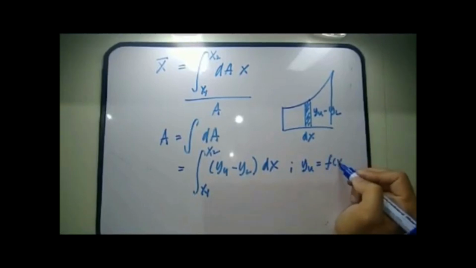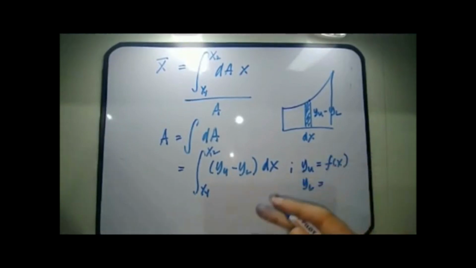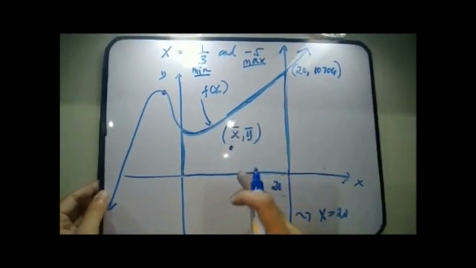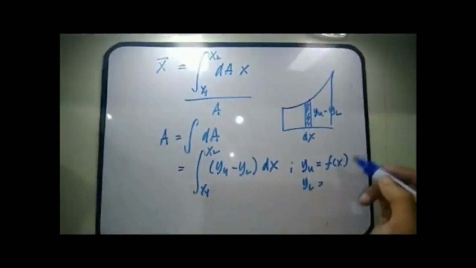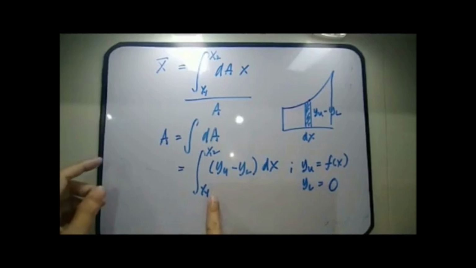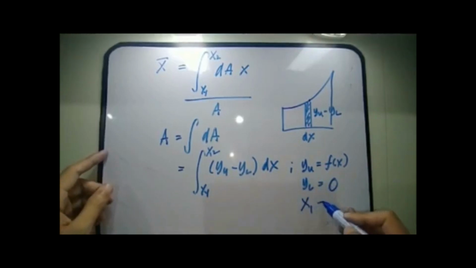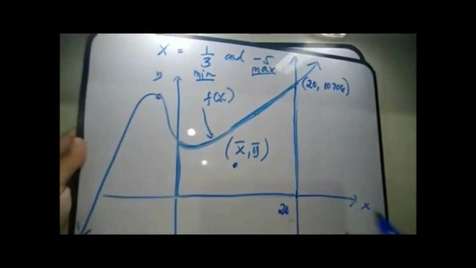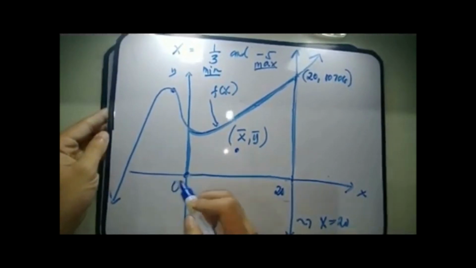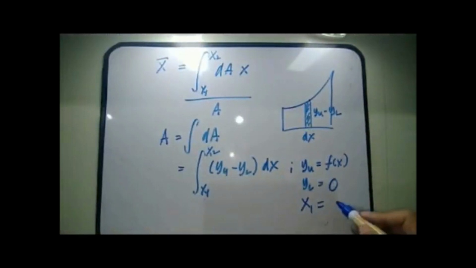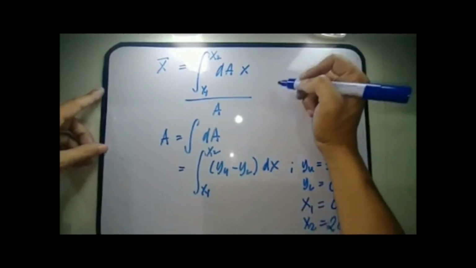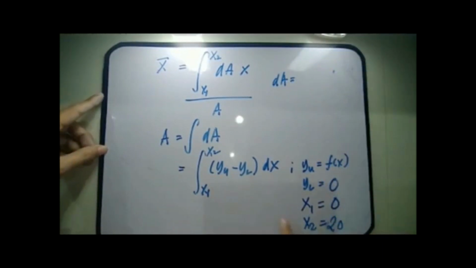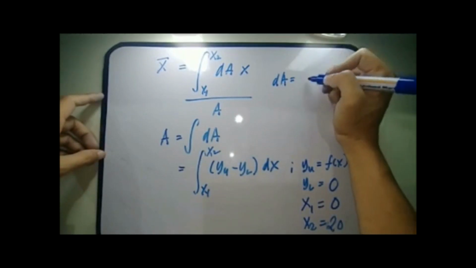So, y upper is f of x. Then, ang y lower natin actually touches the line y equals 0. Yung x1 natin, yung limit natin, of course, this is from 0. So, based on the graph, this is from 0 to 20. So, x sub 1 is 0, x sub 2 is 20. If your differential of a is equal to y upper, that is f of x, and y lower is 0, so you can say that f of x dx.